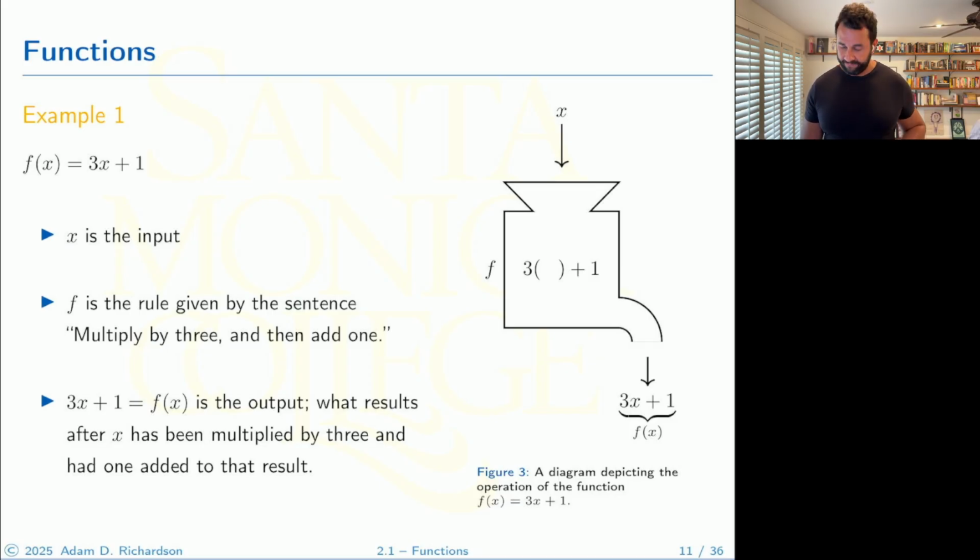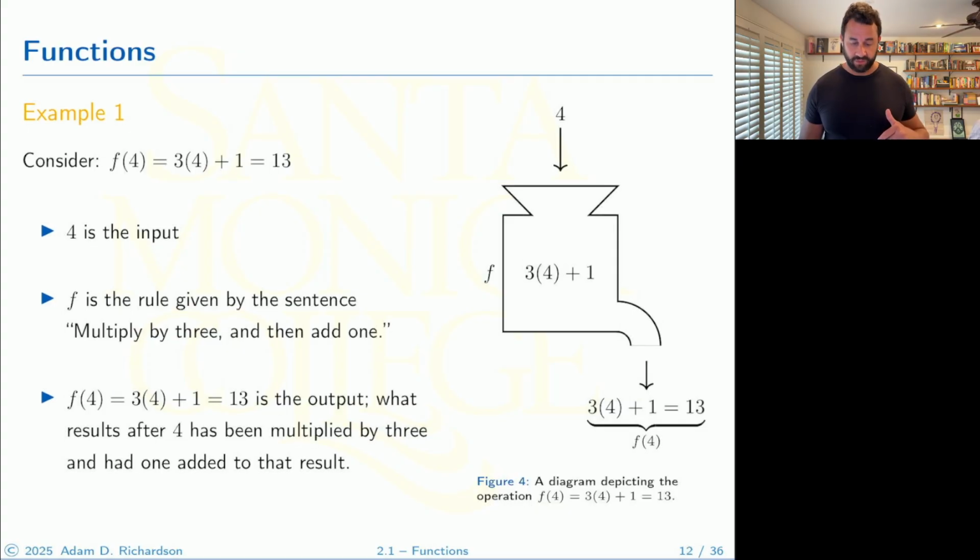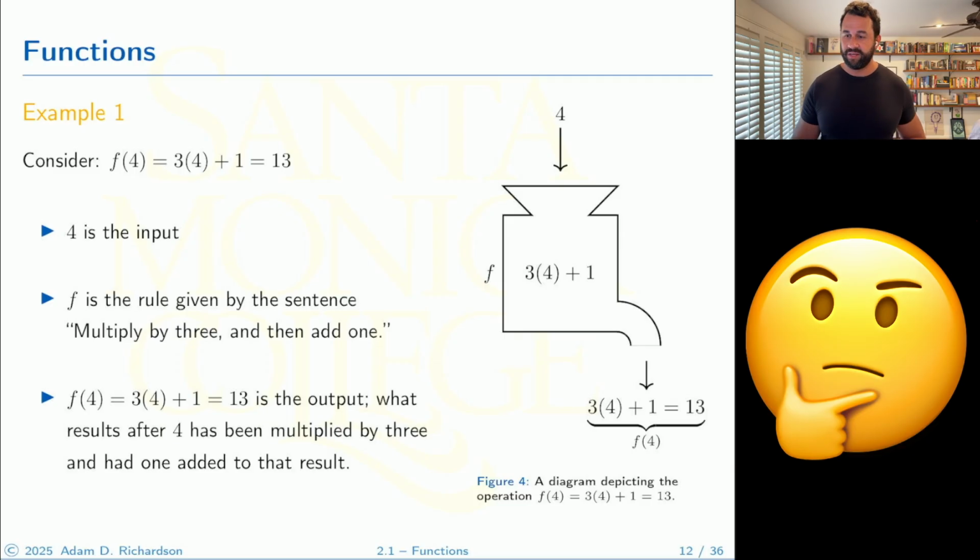Got it? Okay, let's do a specific x value. Let's do f of 4. Here 4 is the input, so we're dropping 4 into the box. Then what does this do? It multiplies 4 by 3 and adds 1. 3 times 4 is 12, plus 1 is 13. So this box spits out the number 13 when you put 4 into it. Does that make sense? I hope it makes sense. Here, ponder this for just a minute while I take a sip of water.